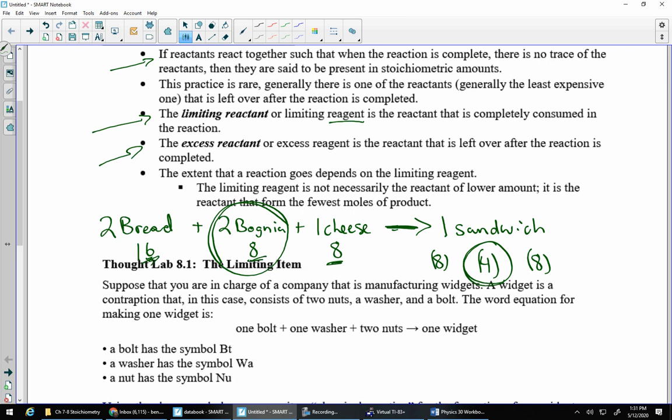When I have some leftover cheese, the cheese is going to be in excess, and the bologna is going to limit how many sandwiches I can make. So the bologna is my limiting reactant or my limiting reagent. Cool, I hope that kind of makes sense for people.